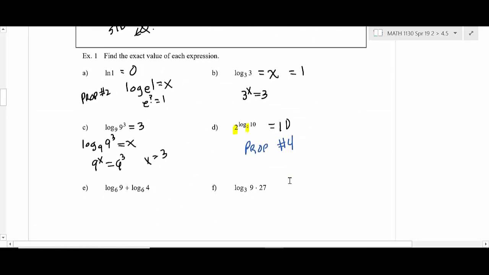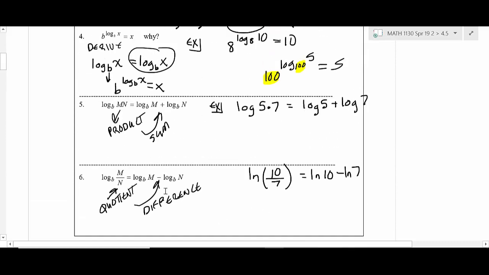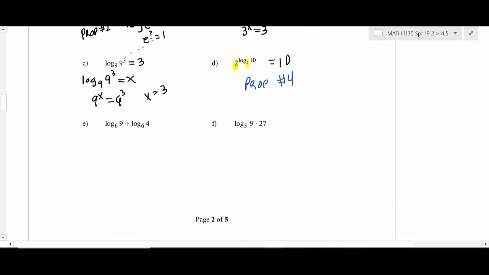Okay, and then the next 2, you got to do this number e. This is, I think, property 5 and 6. Okay, so these are both property 5. These last 2 right here. Okay, so what you do with this is if you have a sum of logs, you write this as 1 log and then you do the product. Okay, property 5 says that if you have a sum of 2 logs, it can be compacted into 1 log of the product. So this would end up being log base 6 of 36.